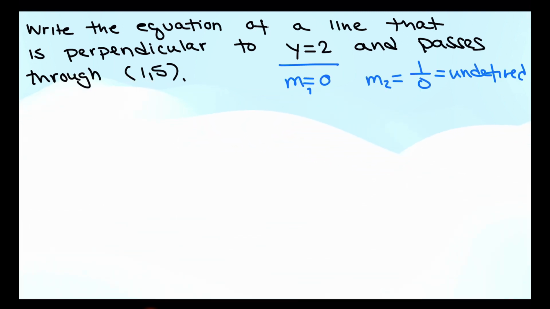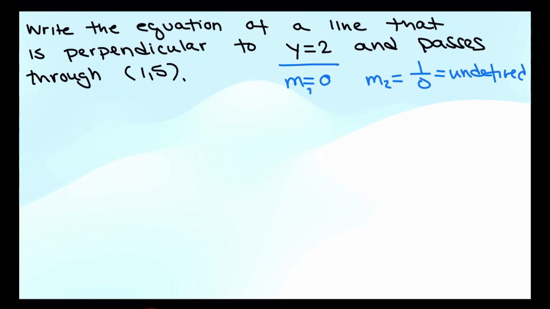Well, y equals 2 is a horizontal line. There's no x in the equation. That means the slope is 0. The slope of a line perpendicular to 0 would have a slope that's 1/0, or undefined. So this is the one case where we can't actually find the slope of our perpendicular line.